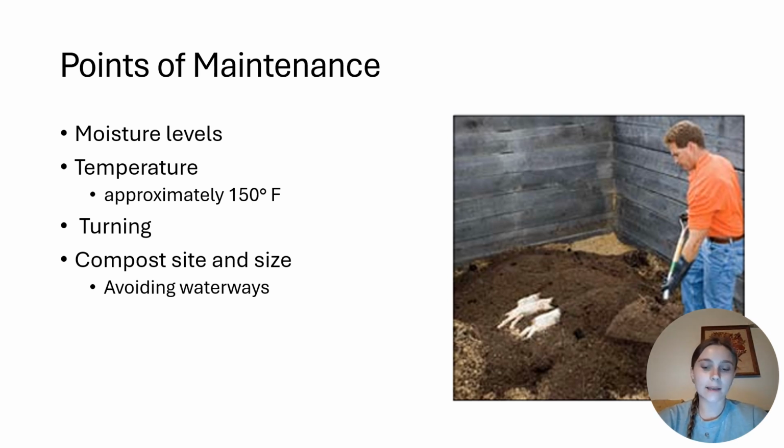Some points of maintenance that are required for composting lie in maintaining moisture levels to make sure that it's not too wet and creating a leachate, but also not too dry, in order to maximize the environment of the microorganisms that live within the compost. Like I said previously, the temperature, once it reaches peak composting, should hit about 150 degrees Fahrenheit, and will maintain that for a couple of weeks before the peak composting starts to decline, and it'll decline back down to the temperature of the air around it.